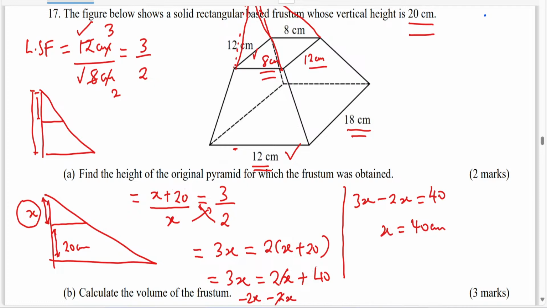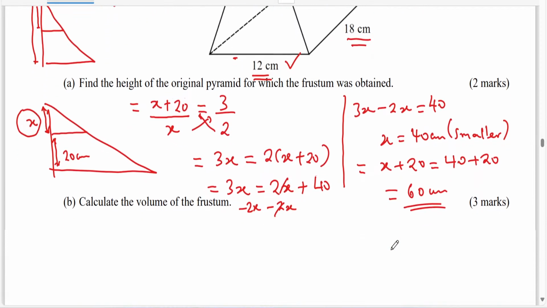Okay, good there. As usual, but the question is not finished. It says find the height of the original pyramid. This is the height of the smaller pyramid, not the larger pyramid. The original pyramid was the larger one. So you have to take x plus 20, and how much is x plus 20? It is 40 plus 20, which is equivalent to 60 centimeter. Okay, so simple question with simple answer.